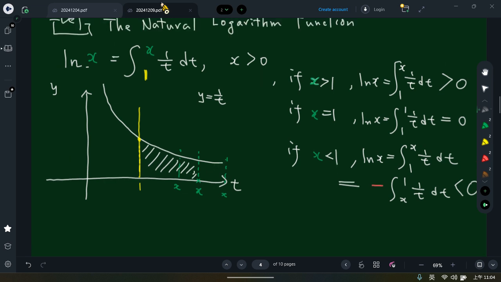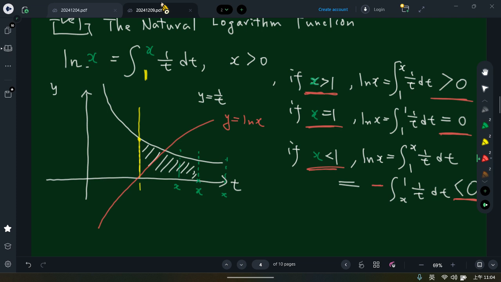So with this, if x is larger than 1, the function value will be positive. If x is equal to 1, the function value will be 0. If x is less than 1, the function value will be negative. Actually, I can show you first, but later on I will also prove this part. The function will look like this. If y is equal to ln x, it will be an increasing function. Later I will show what an increasing function is, but the function value is like this.